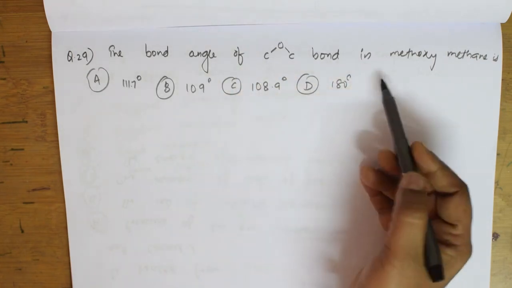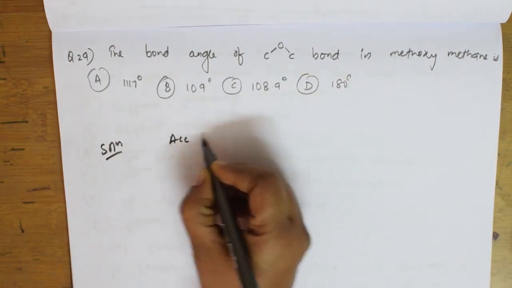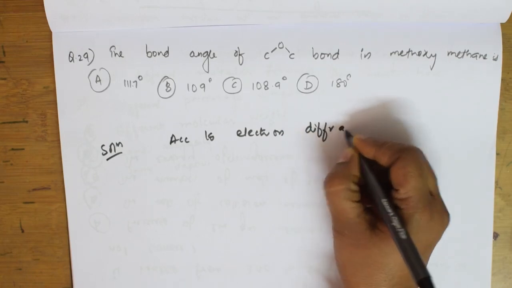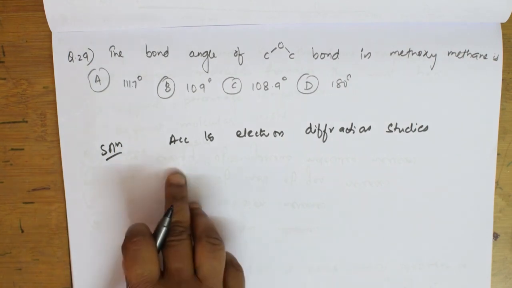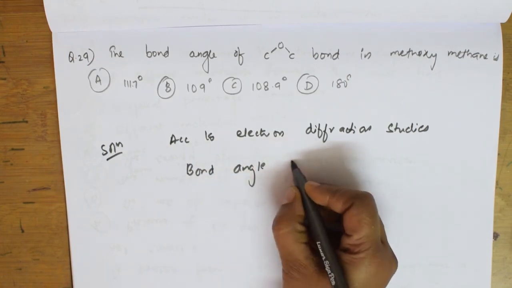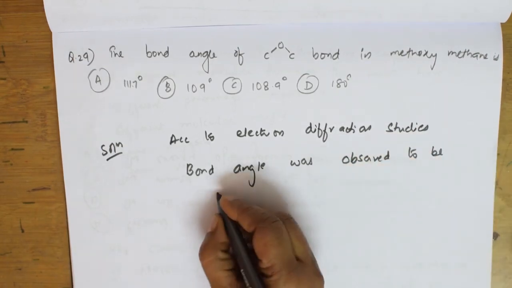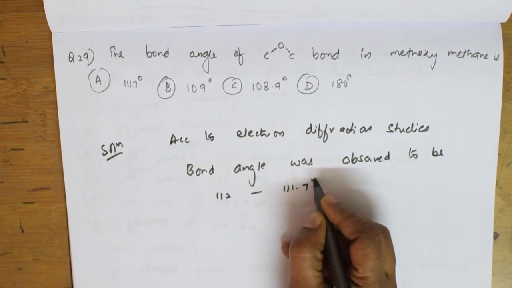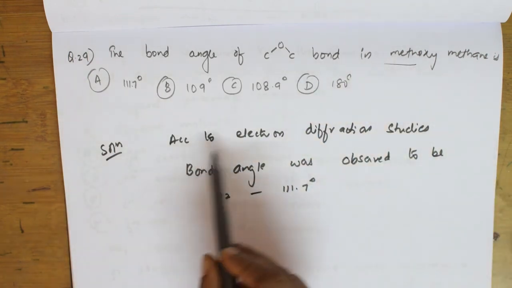But remember, here this is an exceptional case. Here, according to electron diffraction studies, the bond angle was observed to be very close to 112, almost 111.7. So remember students, methoxymethane is a specific case according to electron diffraction.